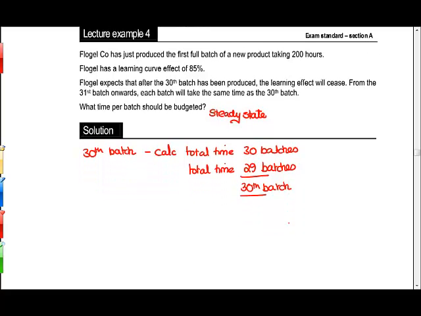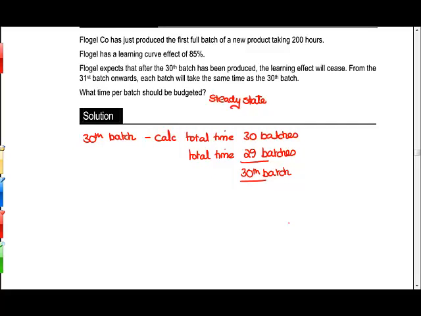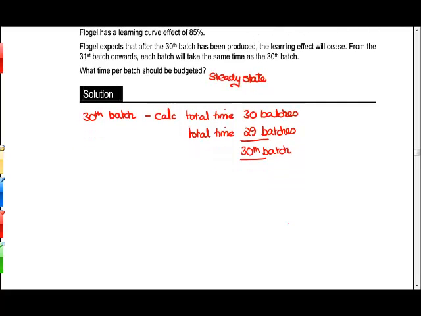So once you've worked out what you need to do to work out the time for the steady state, you just need to do the calculations in the same way as before. So the total time for 30 batches, I'm going to use the formula y equals ax to the power b. We know that b is equal to minus 0.2345. That's log 0.85 divided by log 2. We know that the first one took 200 hours, and x here will be equal to 30.